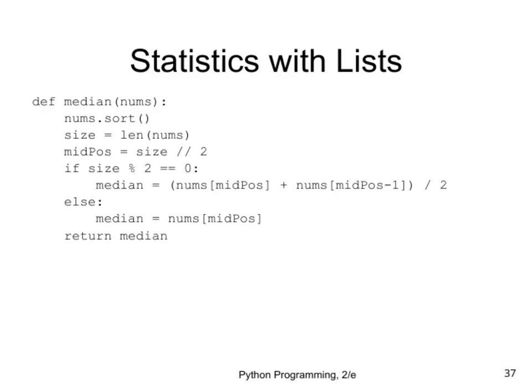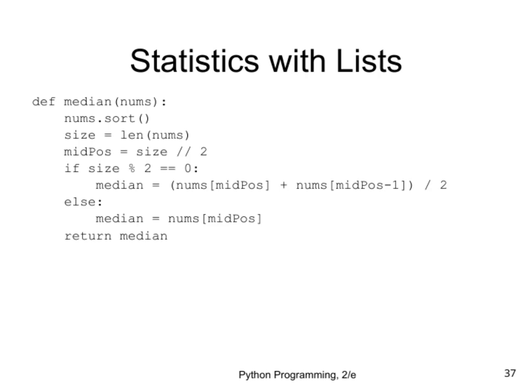Let's take a closer look at this Python function called median. The purpose here is to find the median value in a list of numbers. First, we start by sorting the list with nums.sort(). This is crucial because the median depends on the data being in order. Next, we determine the size of the list using len(nums) and store it in the variable size. Then, we calculate the middle position with size // 2, which gives us the index of the middle element.